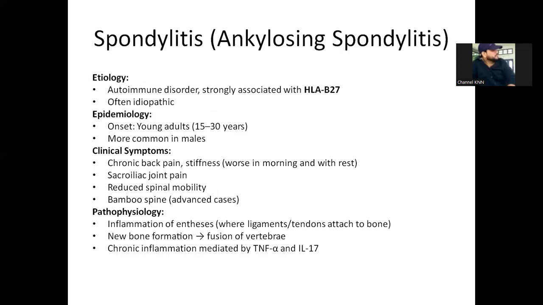Next, spondylitis. Spondylitis is also called ankylosing spondylitis. It is mainly due to an autoimmune disorder.